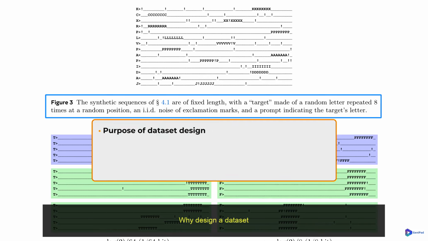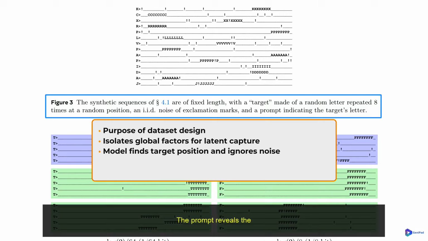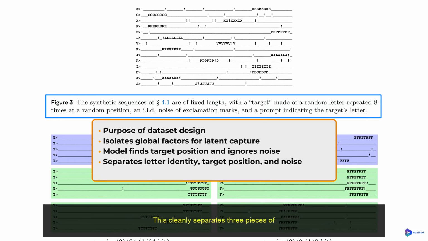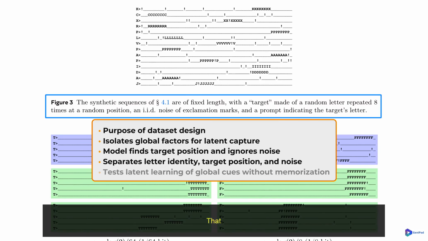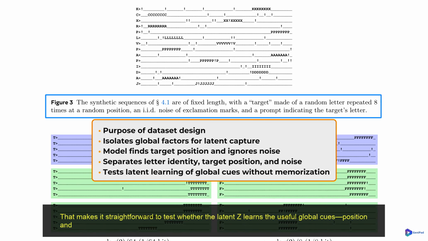Why design a dataset like this? Because it isolates the exact global factors a latent should capture. The prompt reveals the target letter, but the model must still find where that block sits and ignore the distracting noise. This cleanly separates three pieces of information: letter identity, given; target position, hidden; and random noise, irrelevant. That makes it straightforward to test whether the latent Z learns the useful global cues, position and noise, without resorting to memorizing the entire sequence.